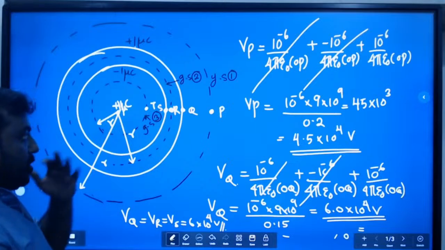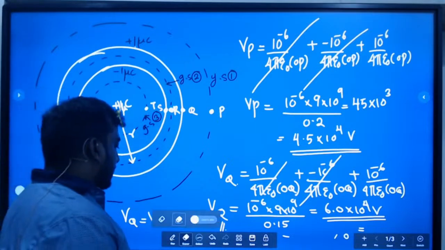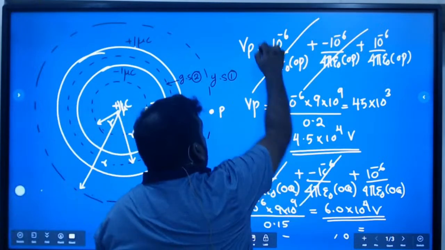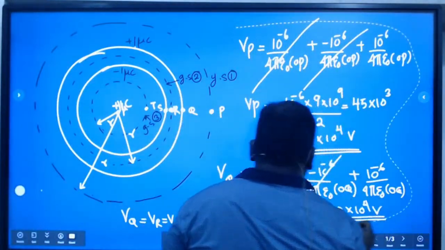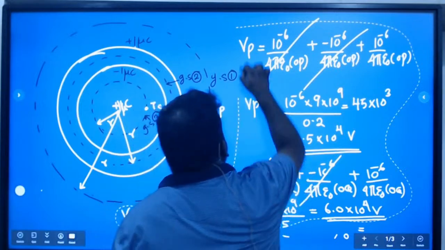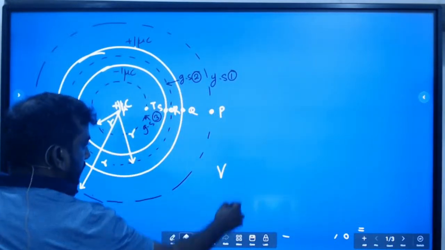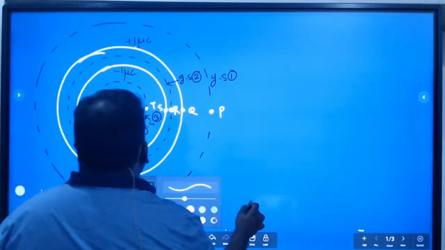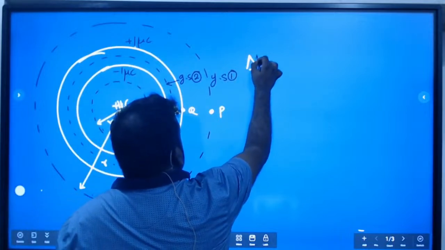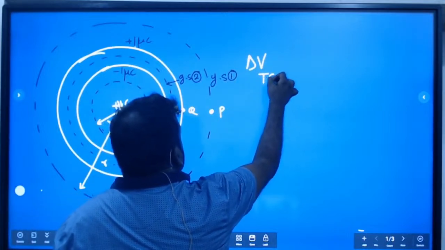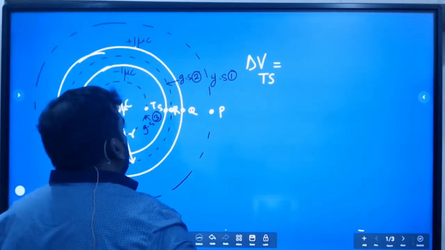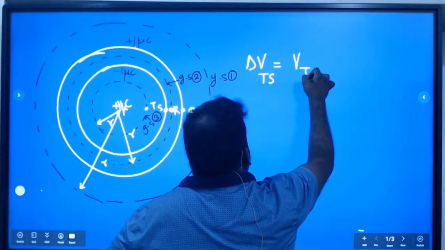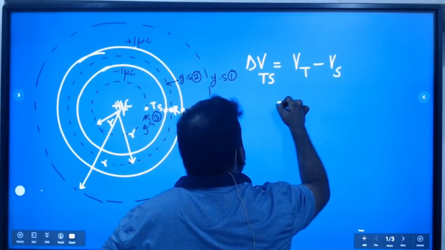Since all of you have written this, I'll erase it and draw the diagram again. I copied the values. Now, look. The potential difference between T and S is the potential at T minus the potential at S.